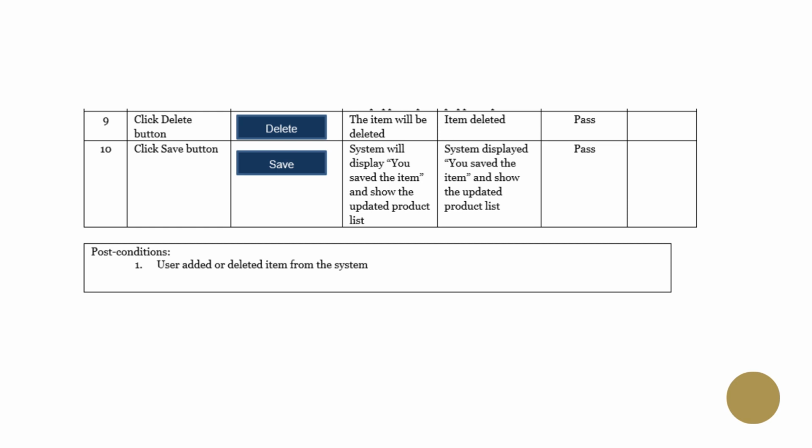Then we click on the save button. The test data will be the save button, and the actual result we get is the system displays that you saved the item and shows the updated product list. And the post condition of this test case is the user edits or deletes the item from the system.